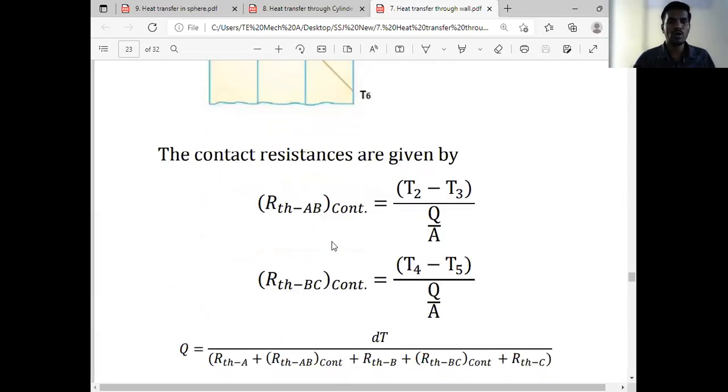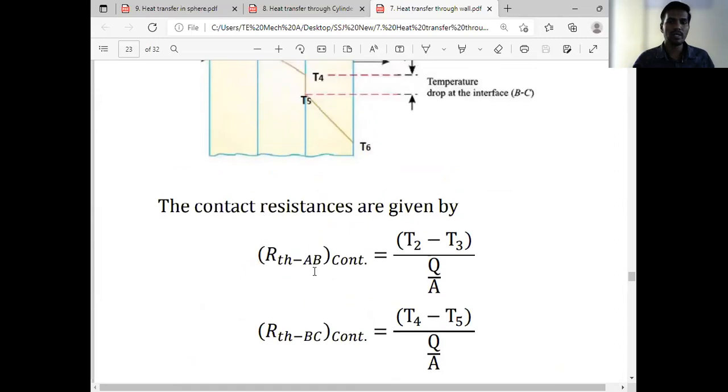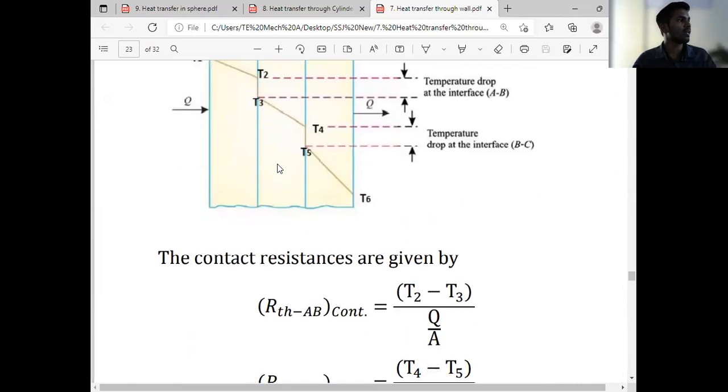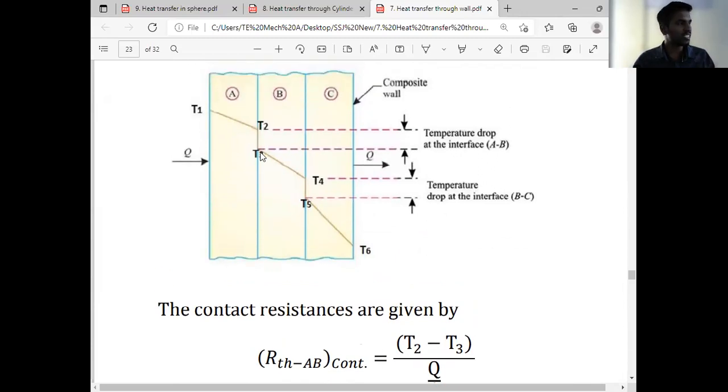Okay, so how to calculate that resistance? So there are standard formulas are there. So thermal resistance for this AB plate. आता ह्या AB plate मध्ये काय आहे तर contact आहे. So how to calculate the contact resistance between these two plates? So thermal contact resistance for this AB plate is equal to T2 minus T3. Okay, आपण अगोदर काय कन्सिडर करतो तर टेम्परेचर डिफरन्स नसणार आहे, तिथे डायरेक्ट T2 येत होता, T3 येत नव्हता, आपण जे इक्वेशन्स डिराइव केलेले आहेत.